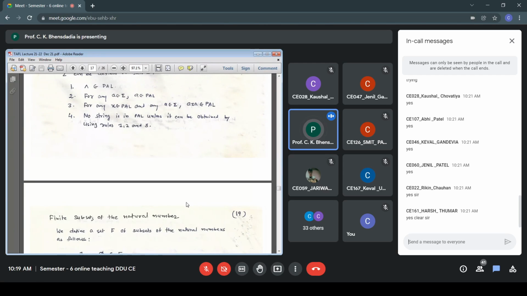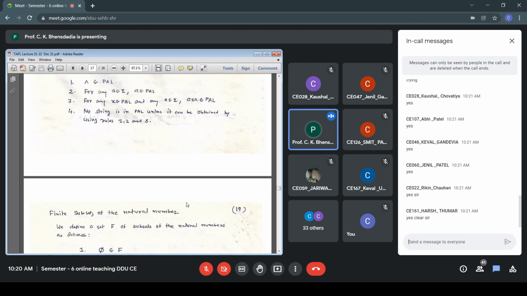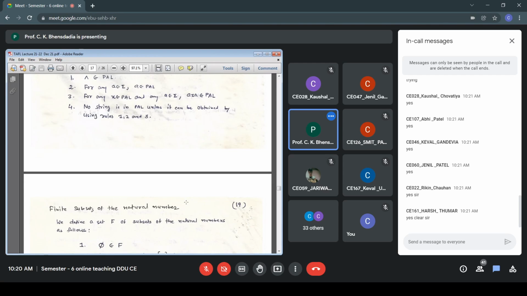F is a set of subsets of natural numbers. All the possible finite subsets of the natural numbers should be there in F. Any finite subset of natural numbers should be there in F. And the first subset of natural numbers is phi. Phi is a subset of every set. So phi belongs to F is my rule number 1.